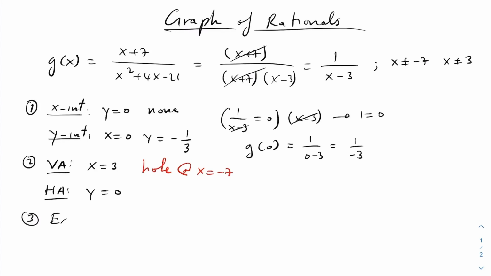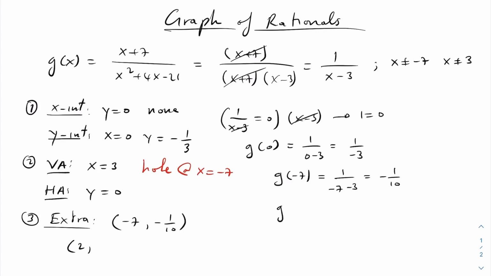Next, I'm going to go ahead and find some extra points. But to start with, let's go ahead and deal with the hole. So there's going to be a hole at negative 7. So g of negative 7 here, found from the simplified version of the function, is going to be 1 over negative 7 minus 3. That's going to be 1 over negative 10. That's good because that's going to show you exactly where the hole is supposed to be on the function. And so you have that. Then I'm going to go ahead and find g of 2 because that's between my intercept and my vertical asymptote. I'm going to have g of 2 equals 1 divided by 2 minus 3, which is going to give me negative 1. And finally, I'm going to go ahead and find g of 4, which is going to be 1 divided by 4 minus 3, which is just 1.